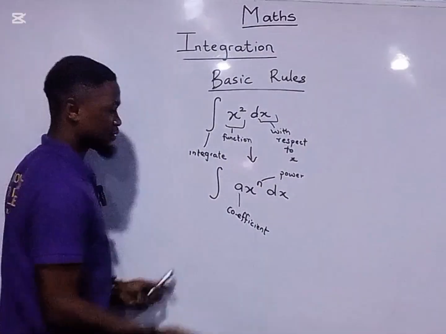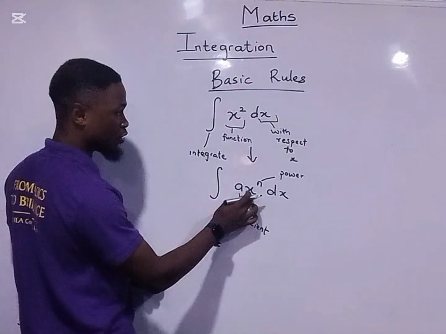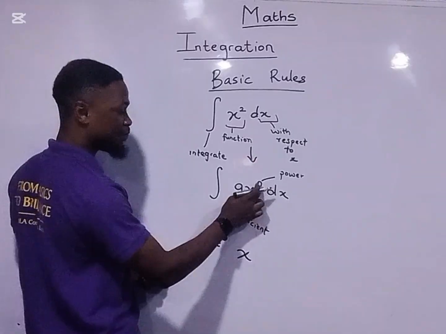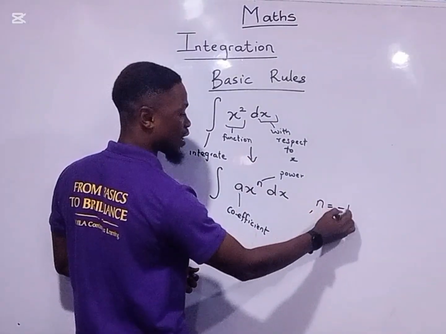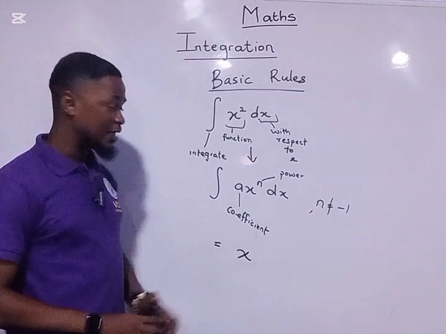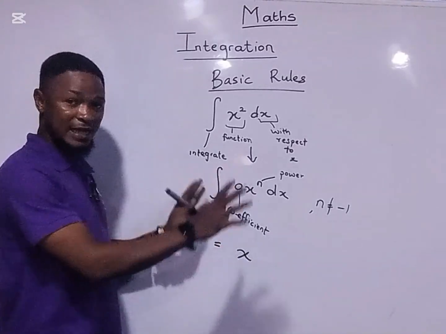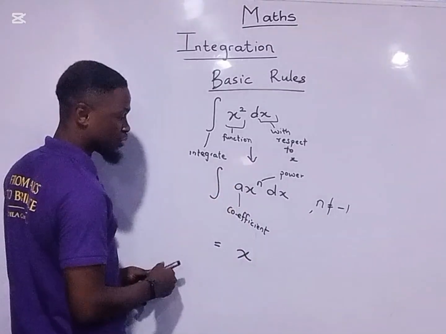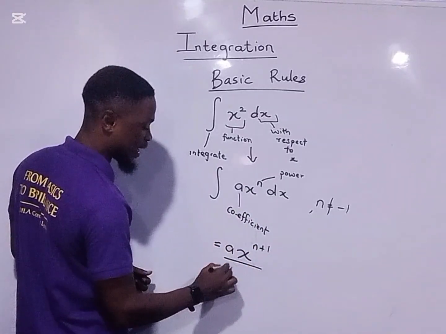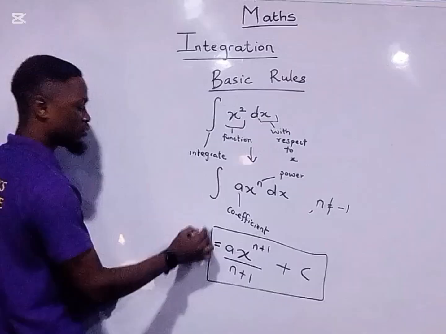So if you're given something to integrate, you just do it this way. You bring your variable back down. The variable here is x, raised to the power, as long as the power is not minus 1. So the power must not be minus 1. If you are integrating, please, your power here must not be minus 1. We'll get to the reason why later. Your answer will now be a x to the power n plus 1, all over n plus 1, plus a constant. Now, this is the basic rule of integration.